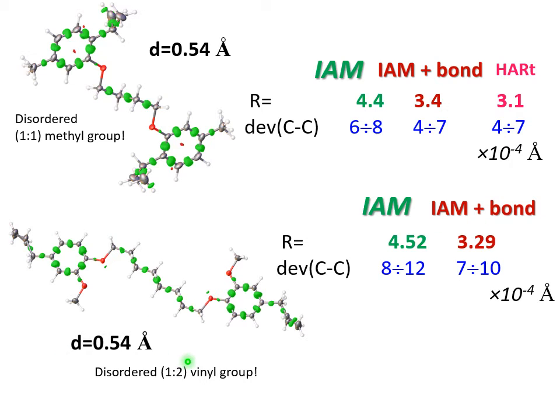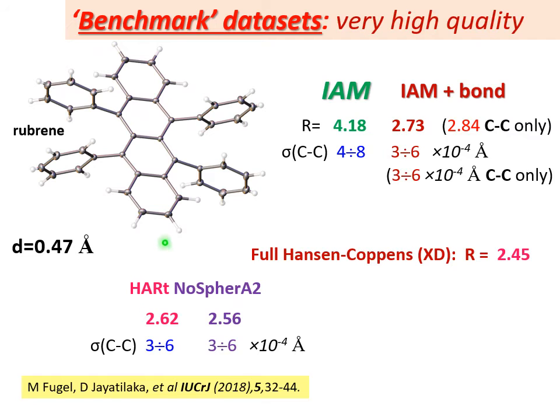With our approach, we can use disorder groups here and there, and it doesn't affect the result. Now, what happens if we apply this approach to benchmark datasets collected at very high quality? Here I am using the rubrene dataset that was mentioned in the original paper for HAR refinement in OLEX2.